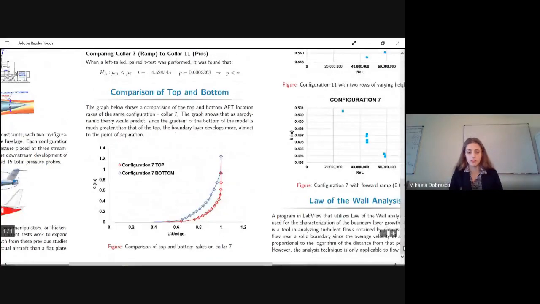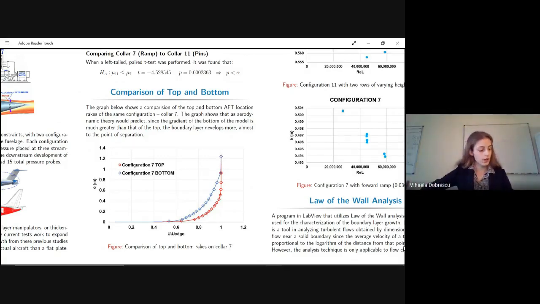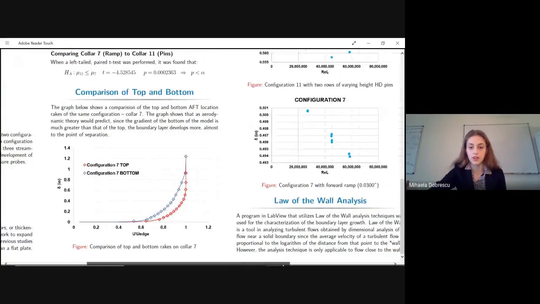I also looked at a top versus a bottom view, since we tested 2 different views. One was the top, and one was the bottom, and the bottom has a steeper pressure gradient. What that causes is a much larger boundary layer height because of the steeper pressure gradient, and as the pressure gradient increases, the boundary layer almost separates. So that's one of the problems that we possibly face there.